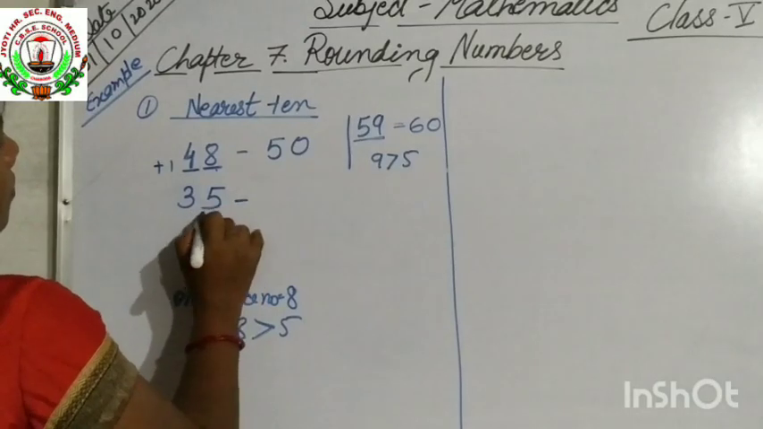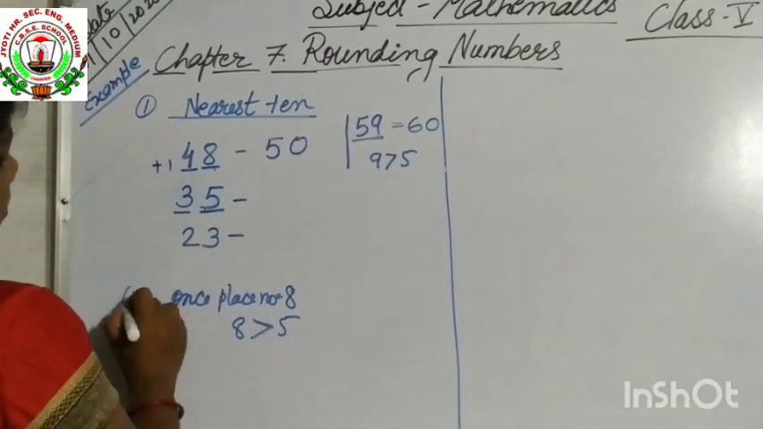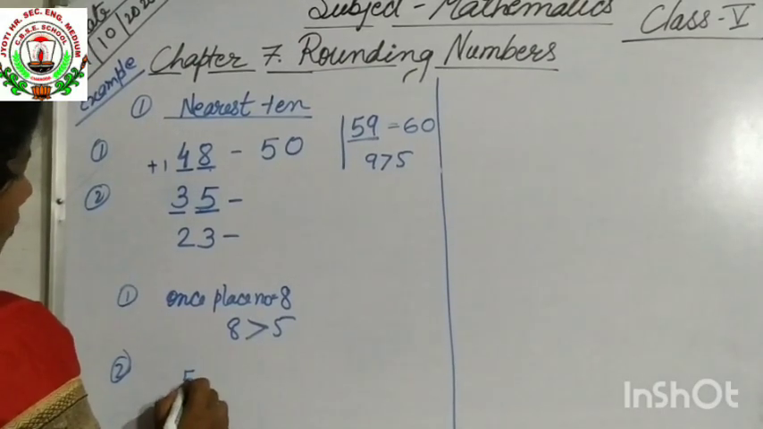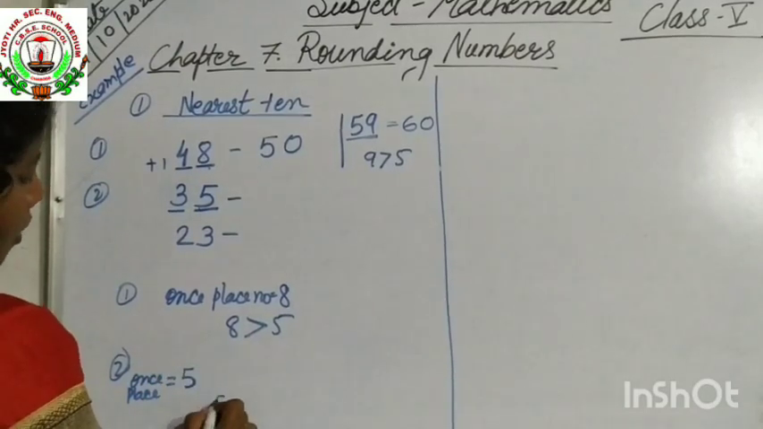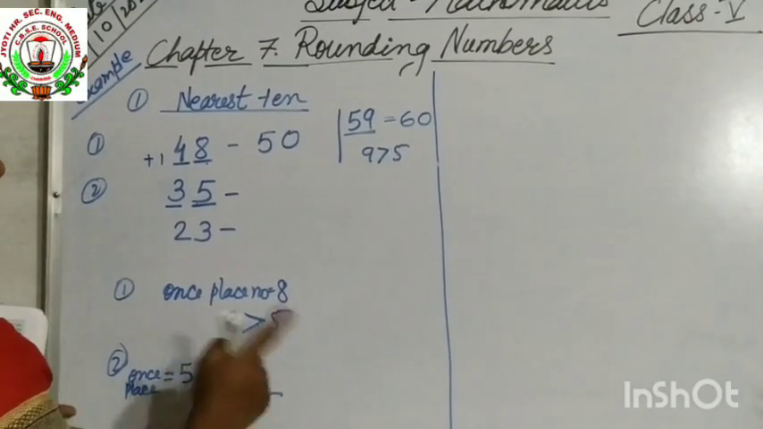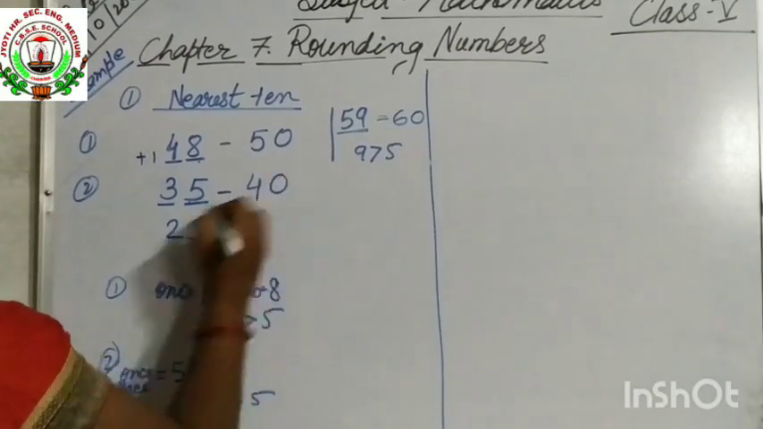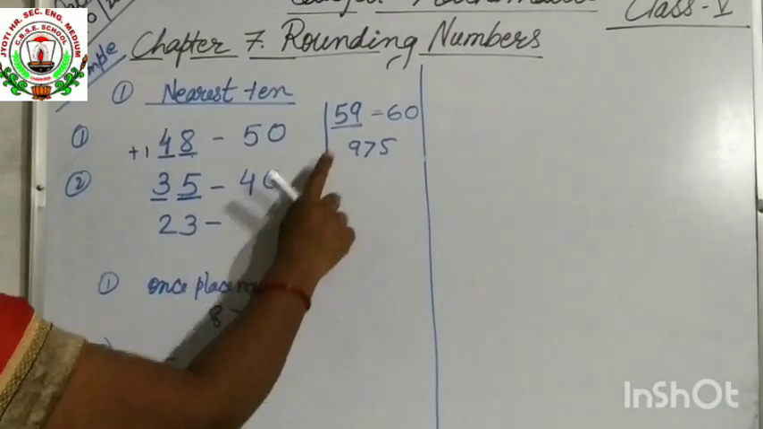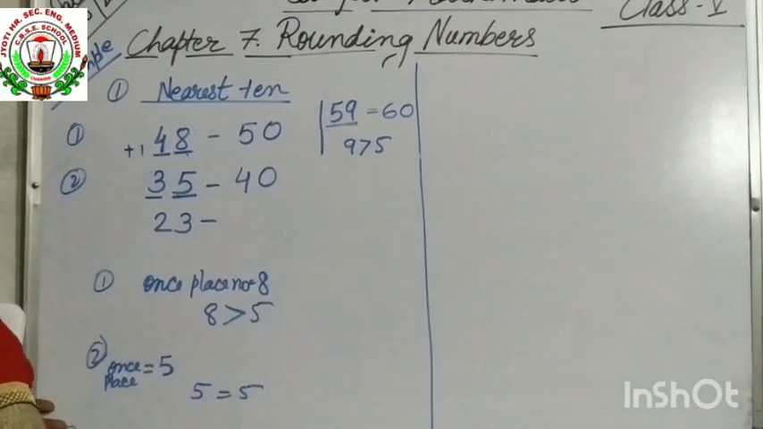Now the next case is when it is equal to 5. Here the tens place number is 3 and the ones place number is 5. Now the ones place digit is 5, and 5 is equal to 5. So if it is equal to 5 or greater than 5, both cases are the same. We will add 1 here, so 3 plus 1 becomes 4 and the right side digit will be 0. Understood? So when it is greater than or equal to 5, you do the same thing. You add 1 to the tens place digit and put 0 in the ones place.